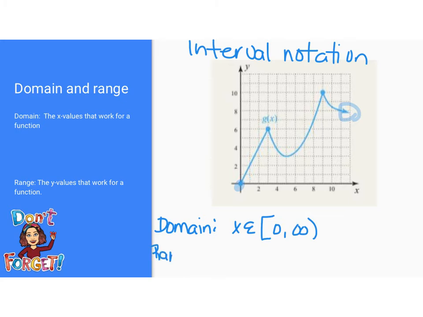Looking at the range is the y values that work for this particular function. Again, paying attention to the fact that this graph initiates here. That's going to be our smallest domain.